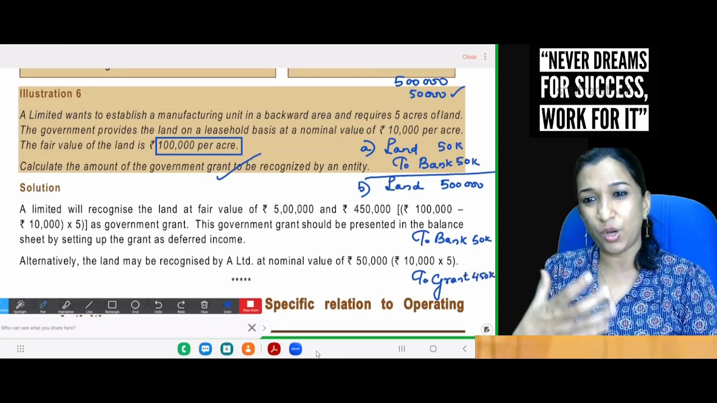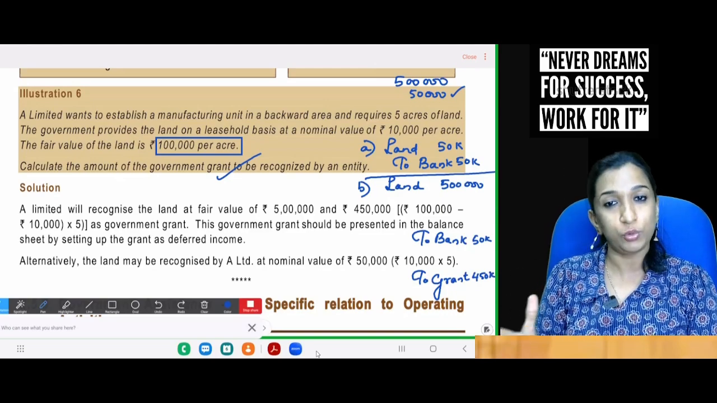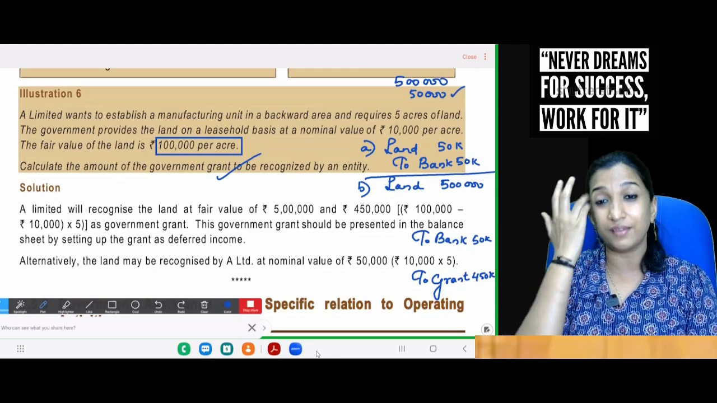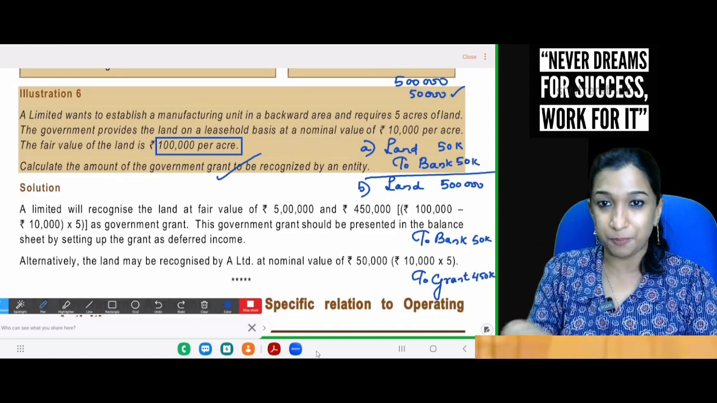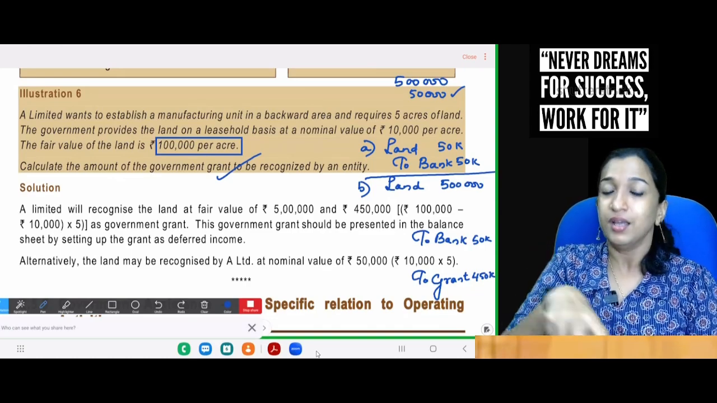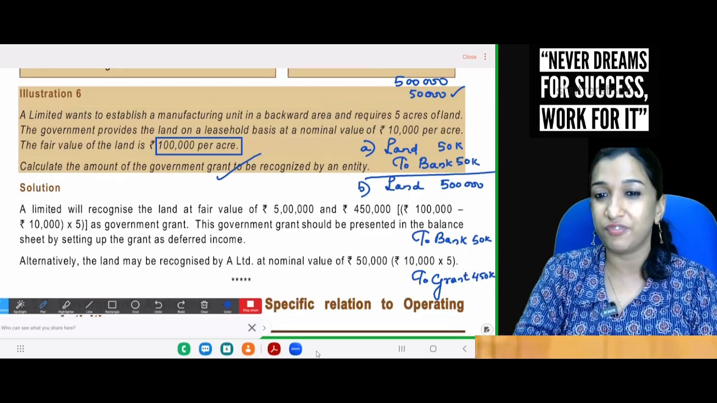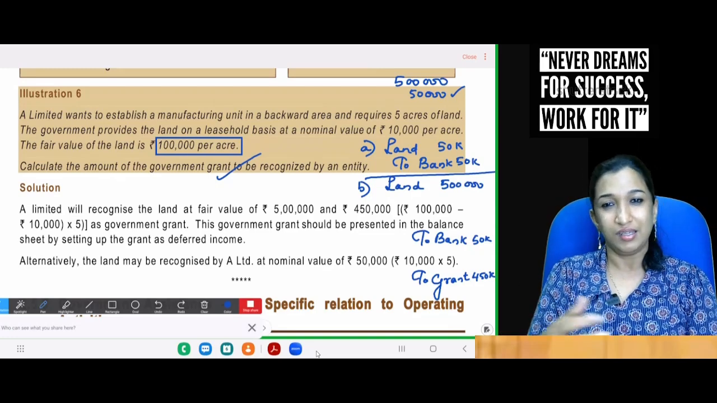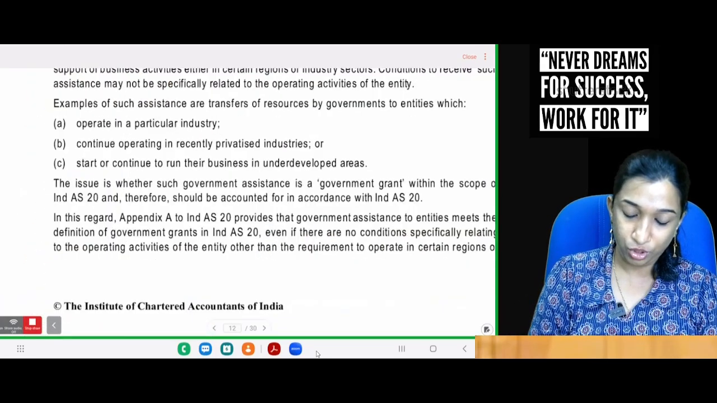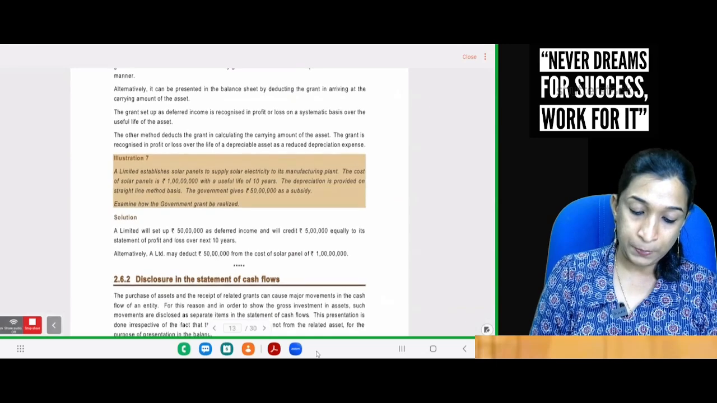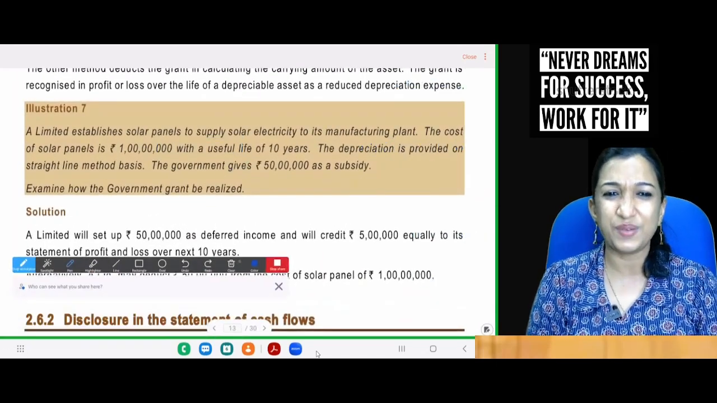Okay, then what will be the accounting of this grant? Subsequently, the grant should be amortized to the statement of P&L in the ratio of it being a non-depreciable asset. The grant has to be amortized to P&L in the ratio of cost of satisfying the conditions attached. Okay. All these are very basic questions.